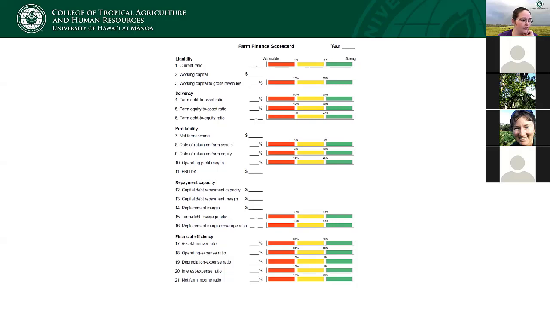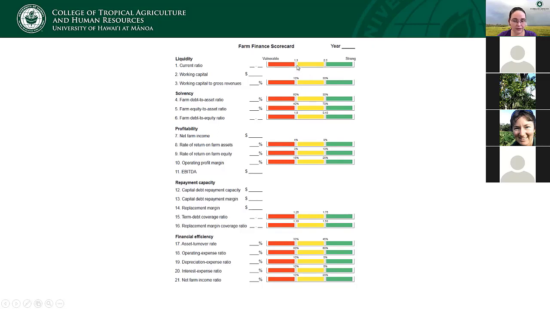There are 5 efficiency measures, including asset turnover rate, operating expense ratio, depreciation expense ratio, interest expense ratio, and the net farm income ratio. Other financial software and paper form products can generate similar measures. Again, I've given you the list of resources and references.